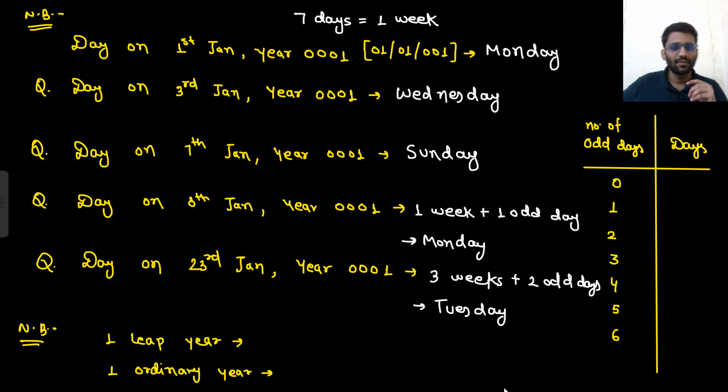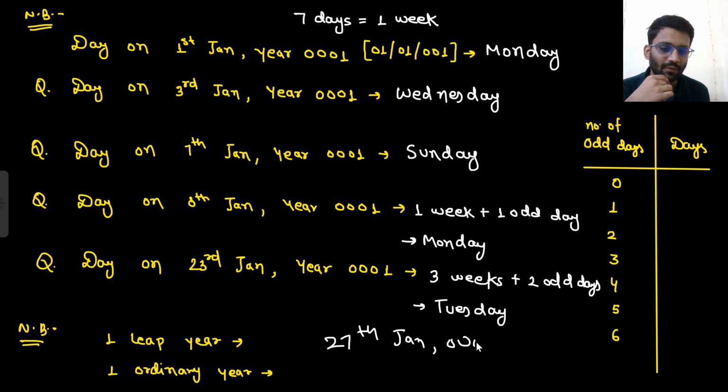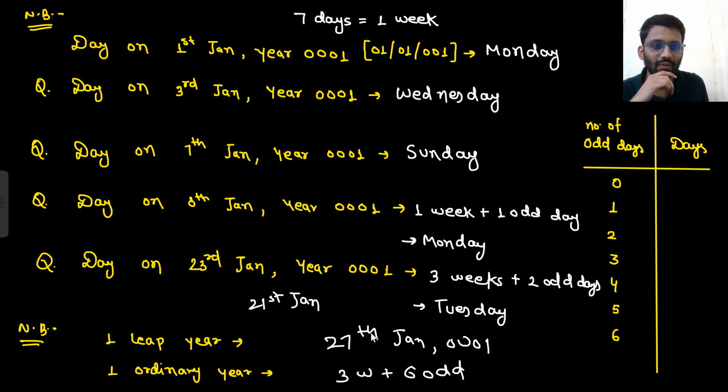Do you get this concept? So if I ask you, what will be the day on 27th Jan, year 001? What would you do? You will divide it by 7. What will you get? 3 weeks plus 6 odd days. If there was 0 odd day, if I had asked 21st Jan, what would be the day? Sunday. The day on 7th Jan was Sunday. On 14th Jan, it will be Sunday. On 21st Jan, it will be Sunday.